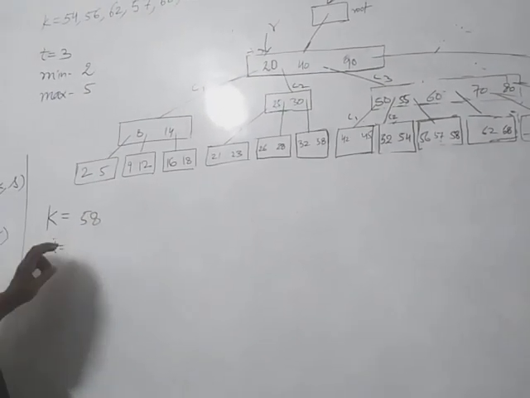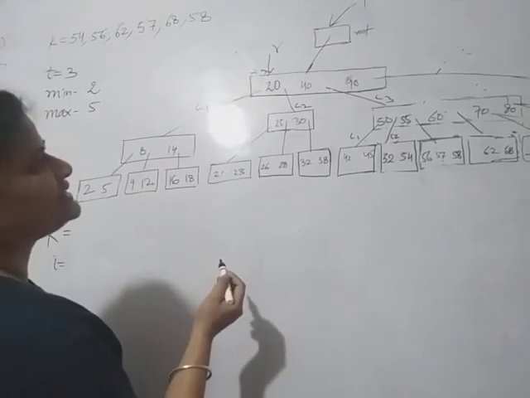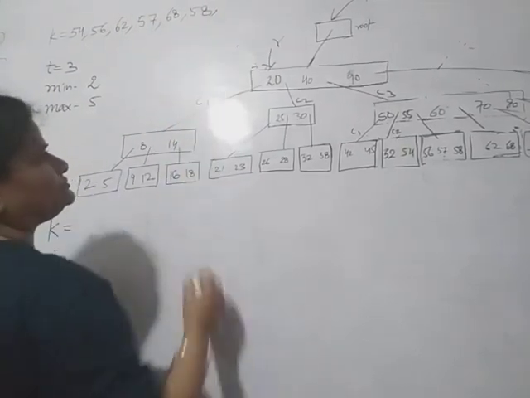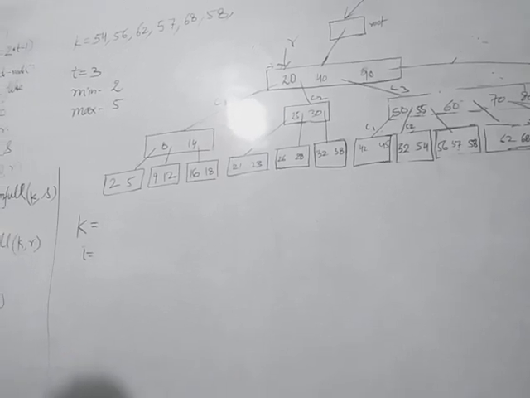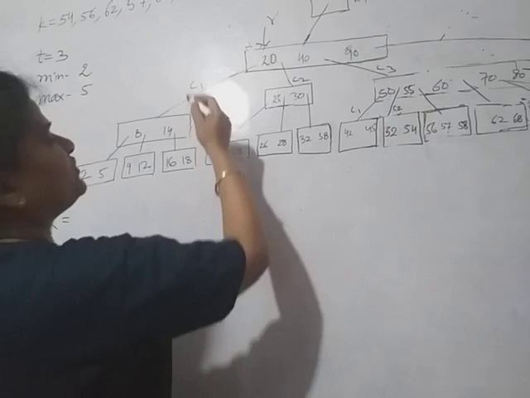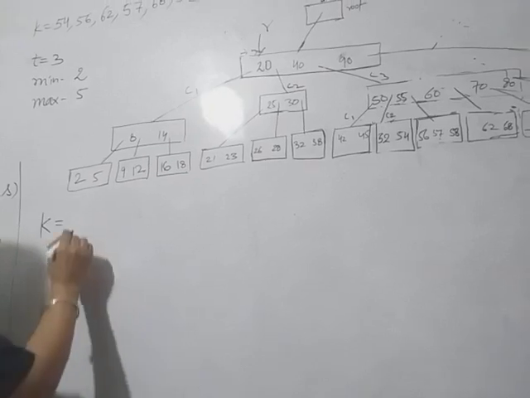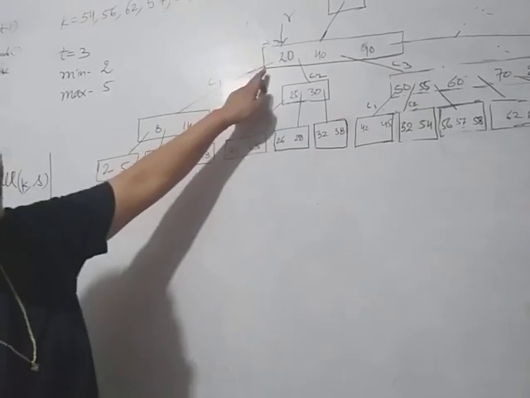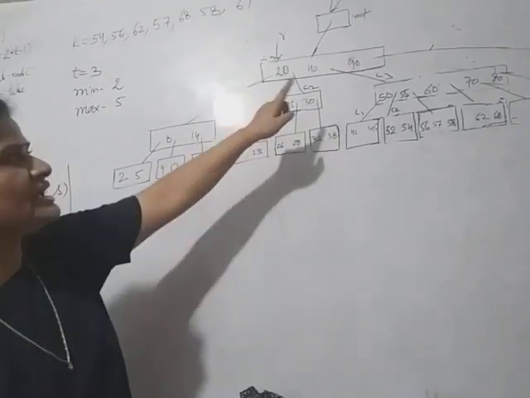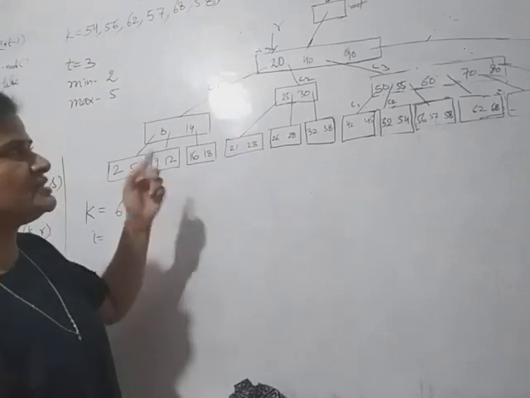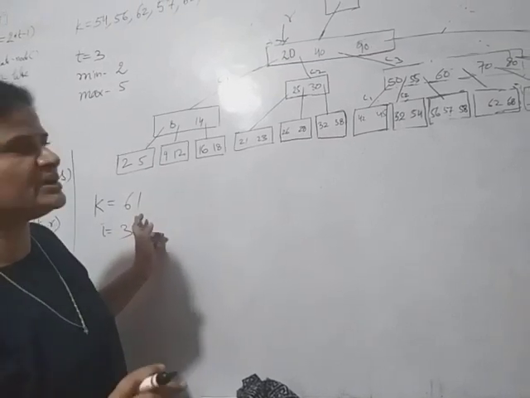Now the next key. Suppose the next key I want to insert is 61. Next node to be inserted is 61. Okay, so K is 61. It will start from the root. The root node is not full, so it will find the appropriate place for 61. 90 is greater than 61, 40 is less than, so C3. So I is 3. C3 will be the appropriate child where 61 will be inserted.